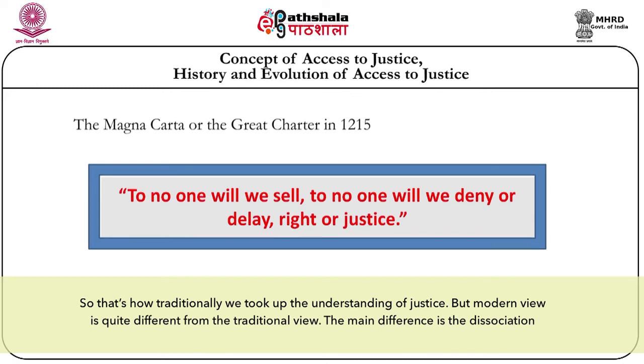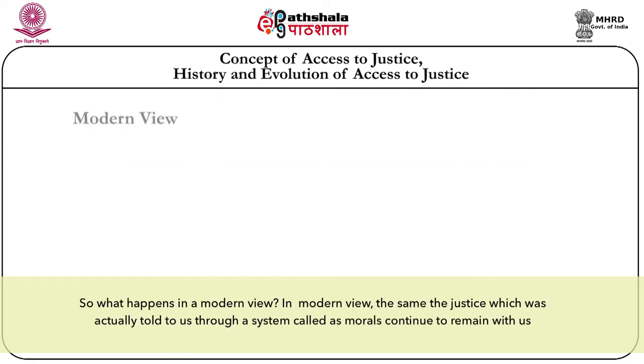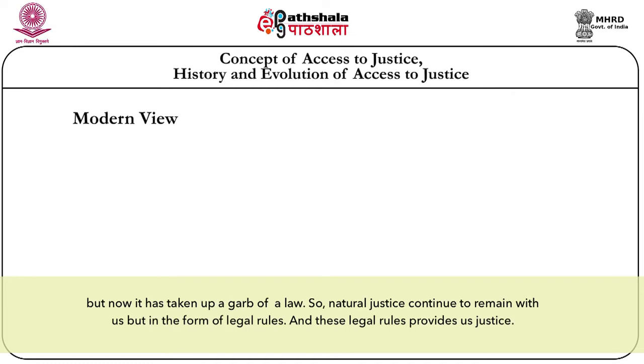The main difference is the dissociation of the concept of justice from that of religion. For the first time, in the modern view, justice is looked upon as altogether different from religion. So, what happens in the modern view? The justice which was actually told to us through a system called morals continues to remain with us, but now it has taken up the garb of law.